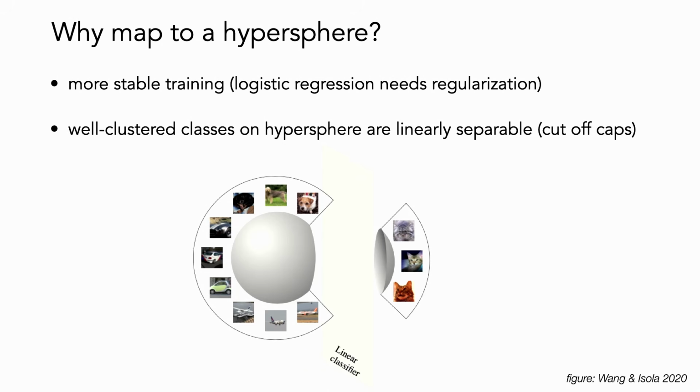So if you enforce that everything is on a hypersphere, and you enforce that similar things are close together on a hypersphere and different things are very far apart, then you can always build a linear classifier, just a slice through that hypersphere, that will actually be linearly separable. So there's this nice thing where, no matter what, we can always build a linear classifier on top of that hypersphere representation.